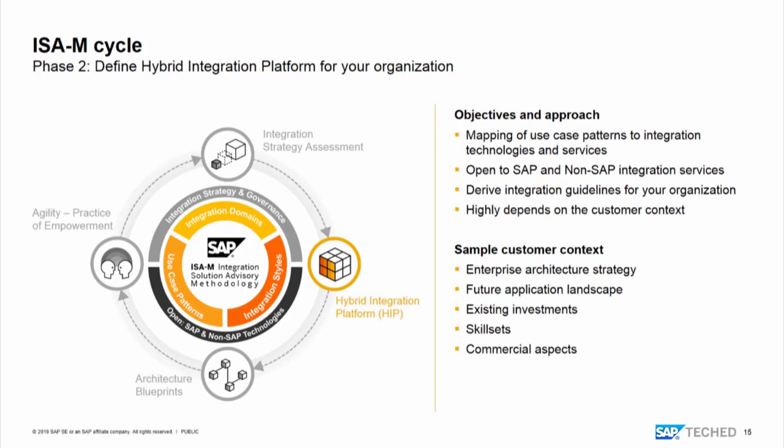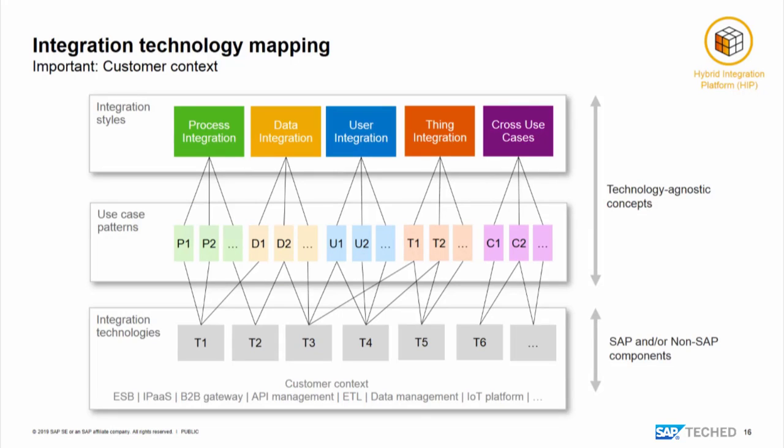What we have prepared for this session is a walkthrough of typical sample technology mappings. Here again, you can see how you map this. For example, you can map process integration scenarios to integration technologies like cloud platform integration. So this could be one integration guideline that you want to define for your organization. Or in the data integration area, if you have a data orchestration pattern, you can map it to the SAP Data Hub. Or a cross use case could be API managed integration, which you can map to your API management solution. So it is very important that the concepts and patterns are technology agnostic, and open to be mapped to your specific services in your context. And this is then also the hybrid integration platform that you are building.